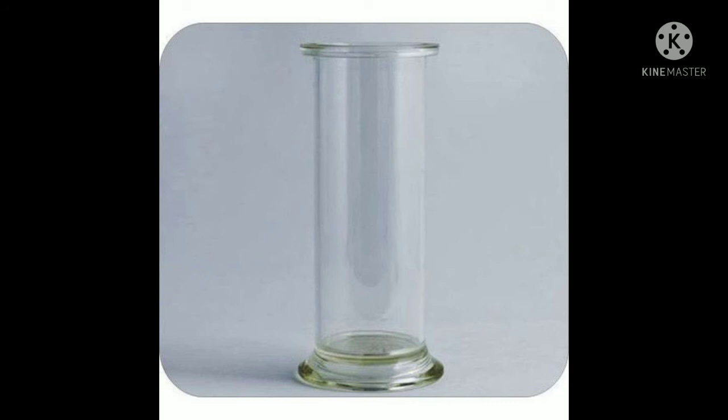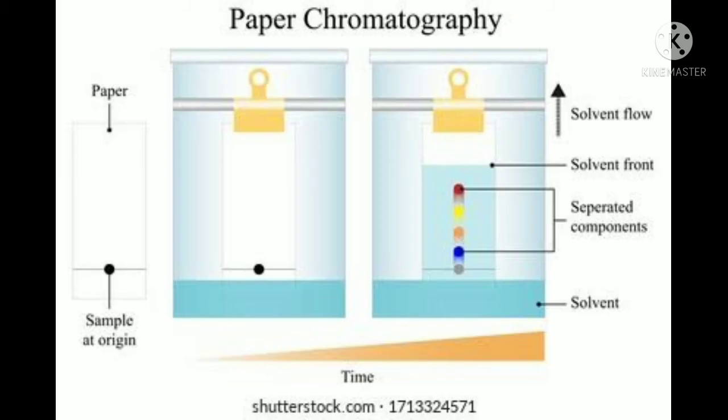So what will happen here? In the first diagram, see here, the Whatman paper is tied to a plate. Then we'll draw a horizontal line using a pencil, 3 centimeters above the lower edge. Just one line will be there.